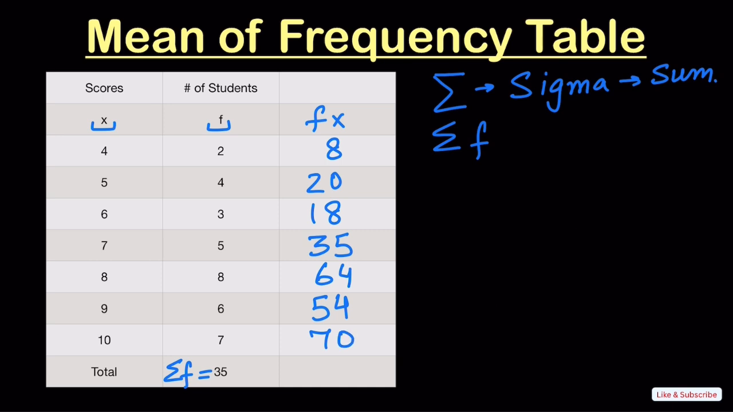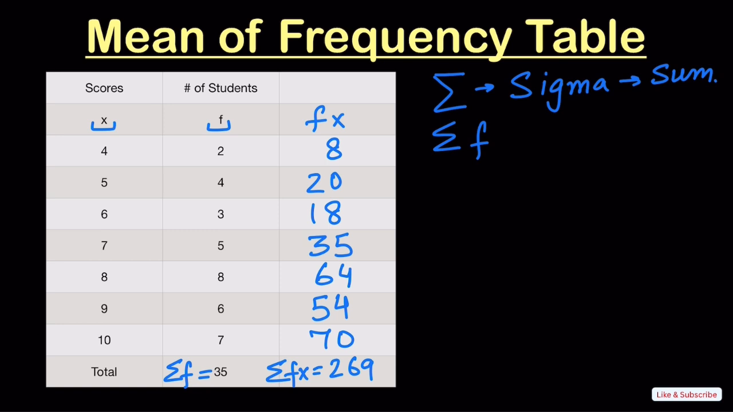Now I need to find the sum of fx. So I'm going to write this as sigma fx. That means it's a sigma of this whole column. It's the sum of this whole column fx. And that comes out as 269.